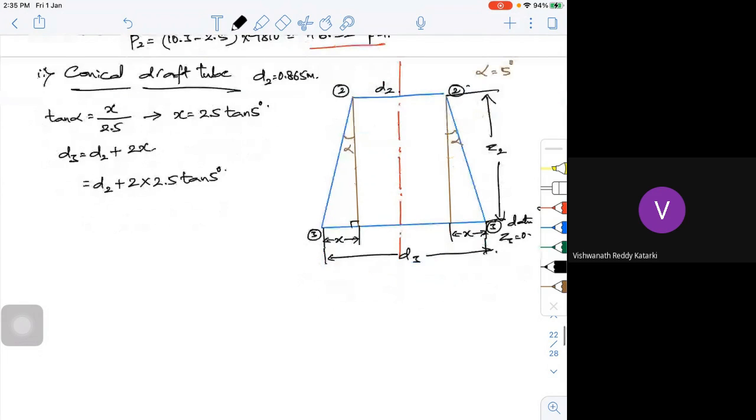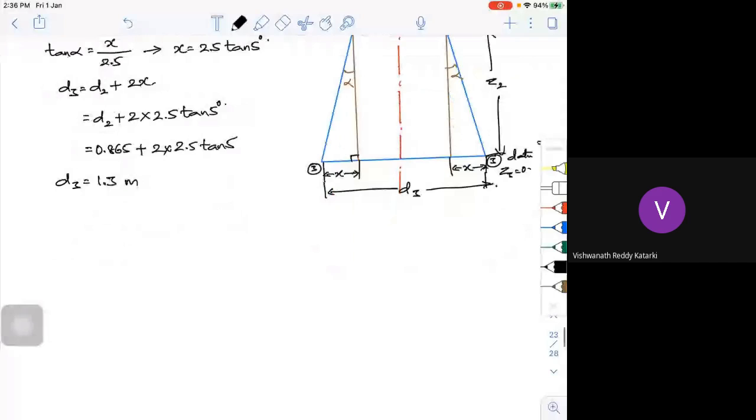I substitute that: 0.865 plus 2 into 2.5 into tan 5 degrees. If I add, I am getting my D3 as 1.302 meters, or let me take 1.3 itself. 1.3 meters. This is my D3.